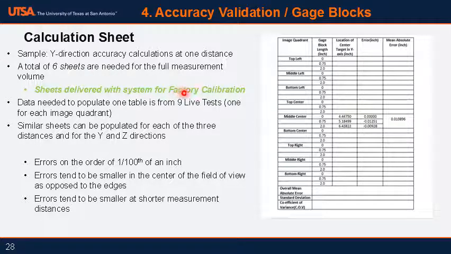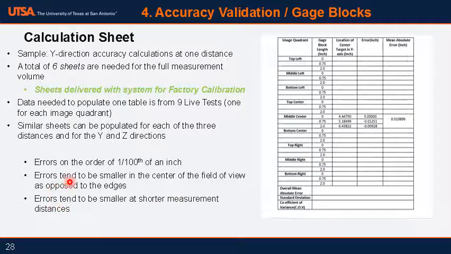Now, for the factory calibration, we do provide 6 of these sheets. So you have 3 distances and 2 orientations, Y and Z. You get 6 of these sheets that cover the entire measurement volume. We provide these sheets with all of the accuracy measurements that we have done. Now, as you notice, the error is on the order of a 100th of an inch. It could be higher in some places, maybe 2 or 300th of an inch, but that is the order of magnitude of the error that you'll see in these sheets.